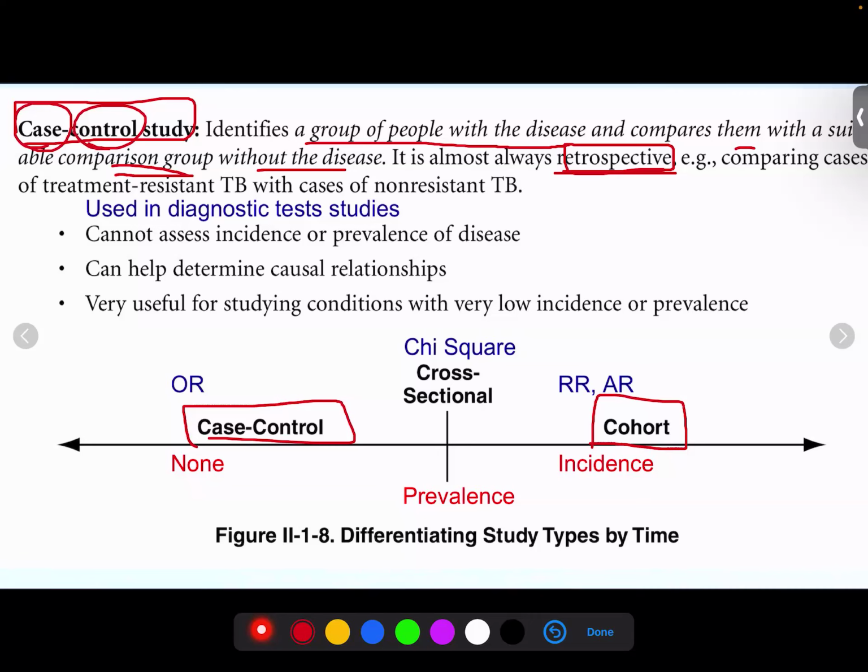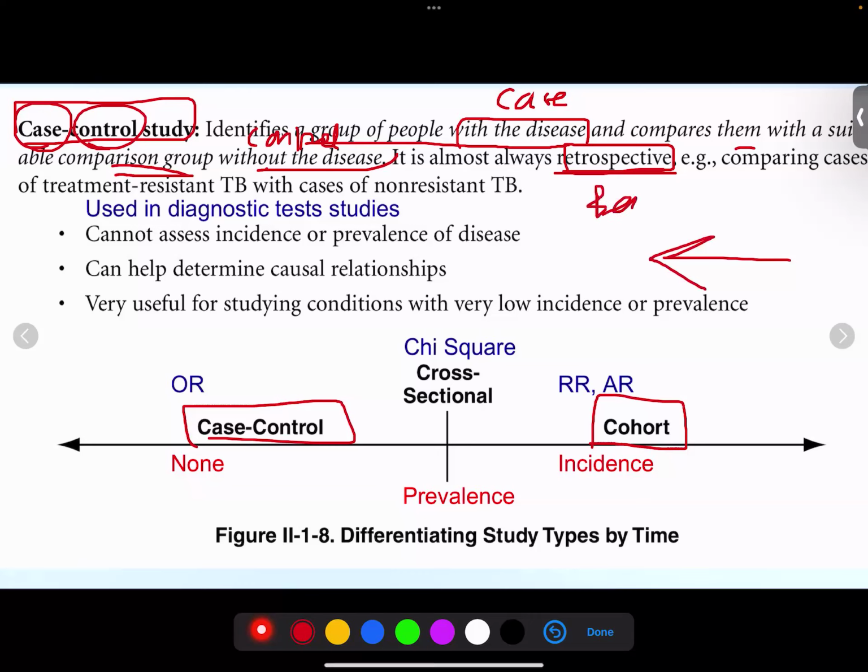So cases are those with the disease, and those without the disease are your control group. You have diagnosed them, so you know the individuals with the disease and without the disease, and then you are looking backward. You are looking at the data of those individuals to see what the difference is between these two groups, why these cases have the disease, and why these controls do not have that disease.